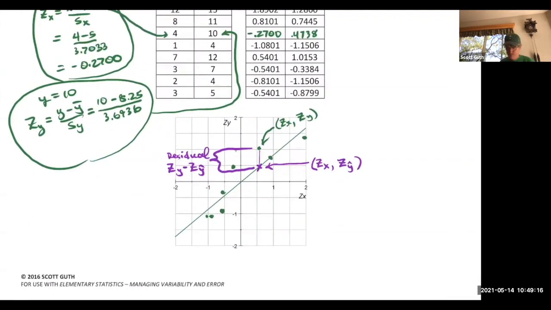Okay, any questions? Just got to find the equation of that line. Maybe I'll label the line real quick here. That line, remember, is zy hat equals r times zx plus the y-intercept k, but k is going to be 0. r is the slope. So k equals 0 is the zy intercept. That's saying that the line goes through the origin.